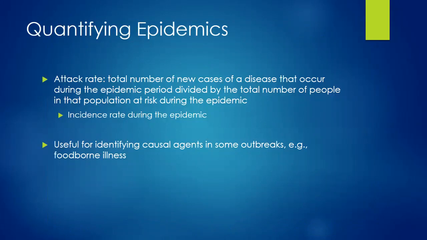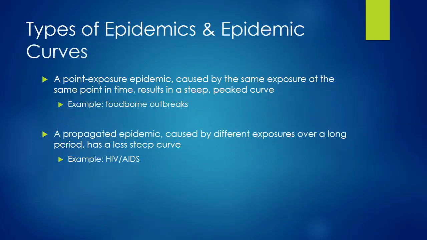So how do we measure epidemics? One useful calculation that we use is the attack rate. This is just the total number of new cases of a disease that occurred during the epidemic period divided by the total number of people in that population who are at risk during the epidemic. So this is just an incidence rate. This can help us identify the causes of outbreaks in some cases, especially when we have a foodborne illness outbreak. We can also use information about when people first became sick to plot epidemic curves.